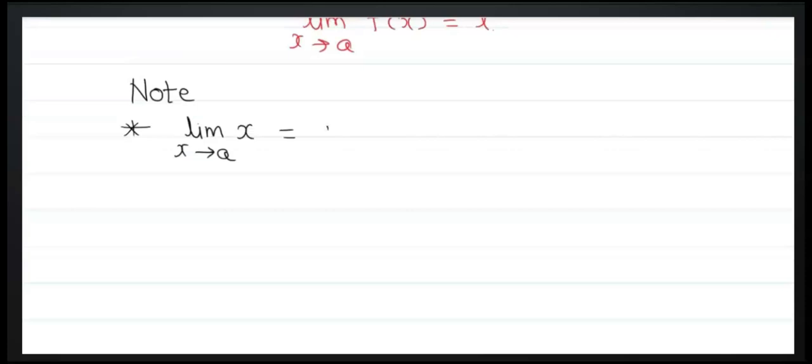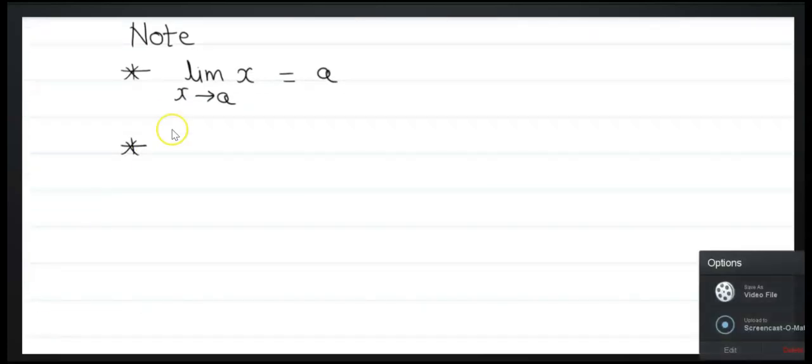Now note some important results. What is the first result? The first result is limit of x as x tends to a is equal to a. How to read this? Limit of x. What is your function? The function is x. This type of function x is called the algebraic function. Limit of x as x tends to a is equal to a. What we have done here is x is replaced by a.